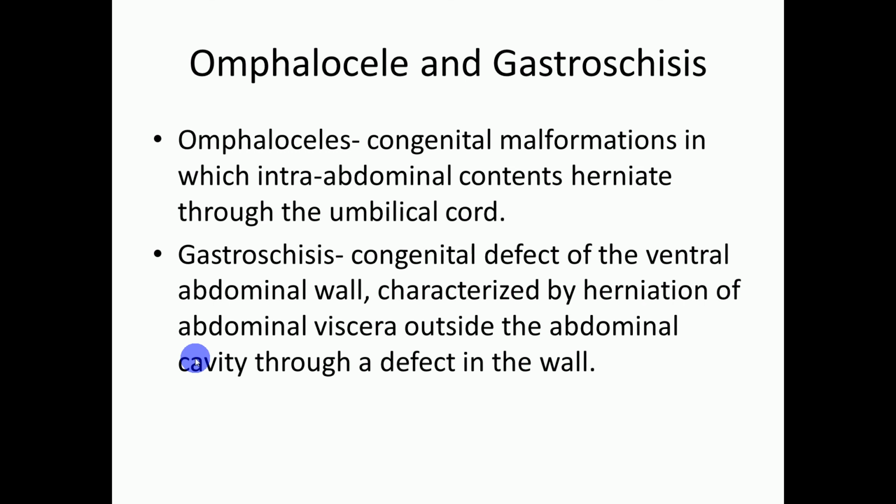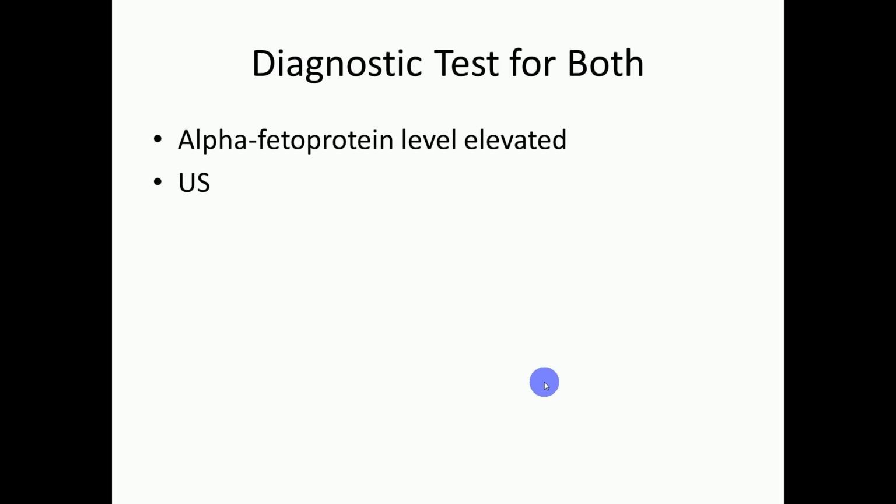Omphalocele, this is on page 807 in your book, is a congenital malformation where the intra-abdominal contents herniate through the umbilical cord. Again, please go to Google and Google omphalocele and gastroschisis images, and it will show you some excellent pictures. Gastroschisis is a congenital defect of the ventral abdominal wall, where herniation of the abdominal viscera occurs outside the wall through the defect. Most commonly, it's your intestines. Alpha-fetoprotein levels in both are going to be elevated, and it's going to be diagnosed by an ultrasound.